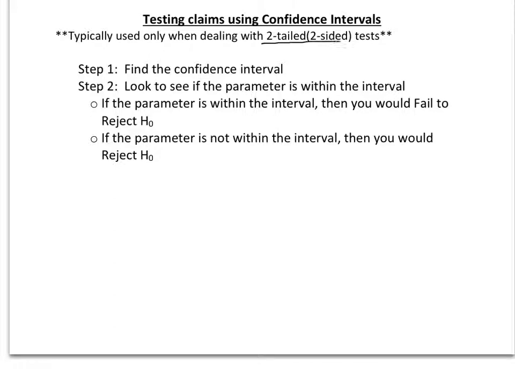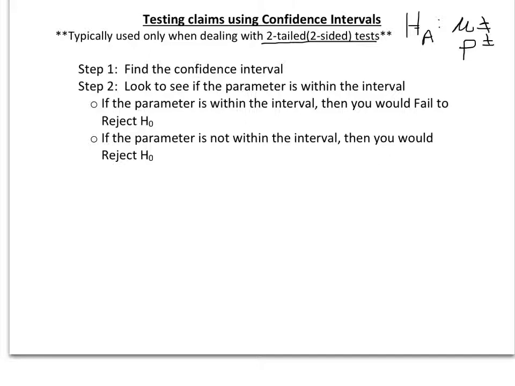This is typically done, though, when we're doing a two-sided test. You see it once in a while with a one-sided test. It's just not as often. So if your null hypothesis is equal to, but your alternate is mu not equal to, or p not equal to, we know we have a two-sided test.